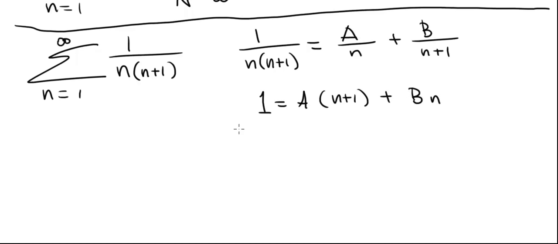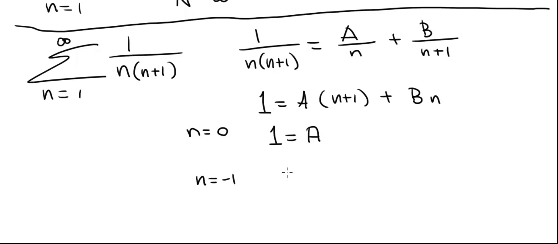And just like when we did with the integrals, we can just plug in two values of n. First, we'll plug in 0 for n. That eliminates the B part, and that gives us 1 equals A. And now we plug in minus 1 for n.